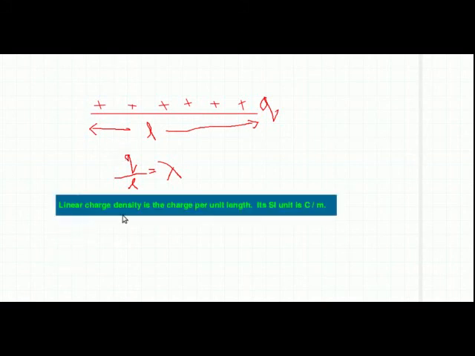This linear charge density is defined as the charge per unit length. It is the total charge divided by the total length, or charge per unit length. Its unit is coulomb per meter, because for the charge the unit is coulomb, divided by the length, whose unit is meter. So the unit is coulomb per meter.